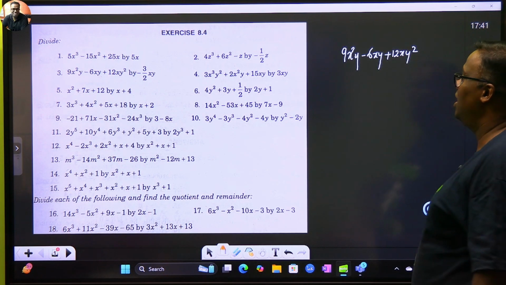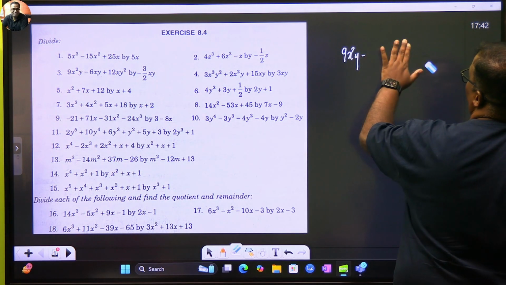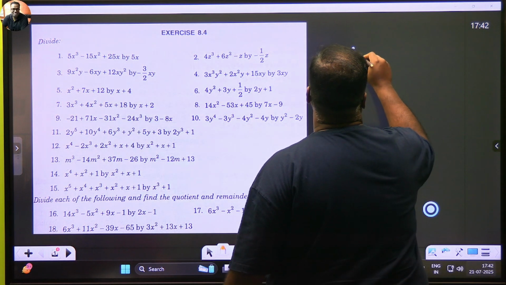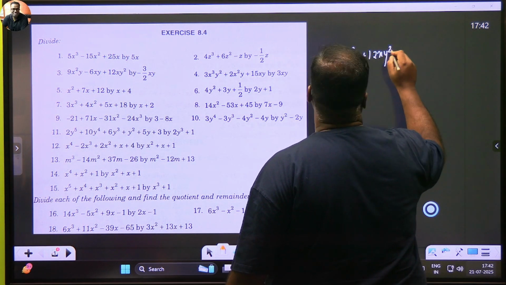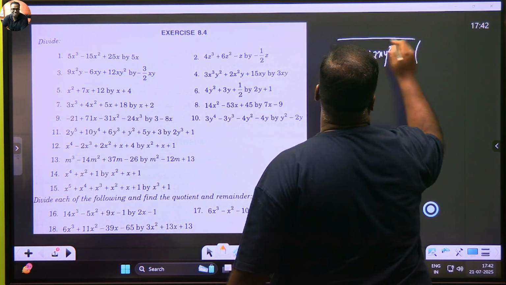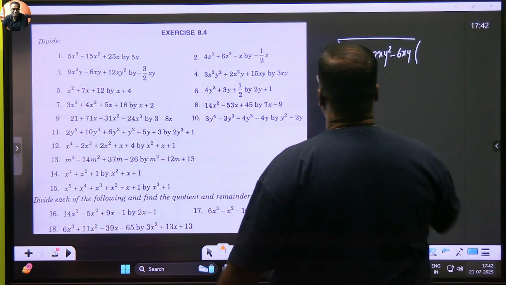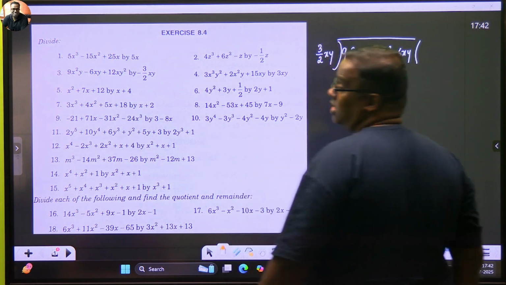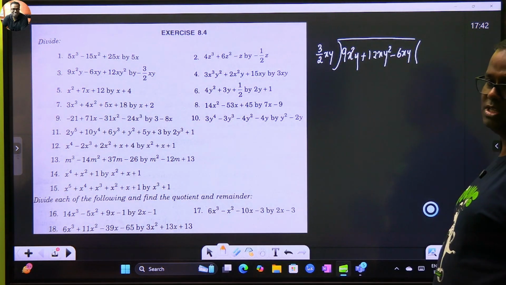Right? So we have to first arrange it in the right order. This is not the right order. So let's make it in the right order. You can take any 2 degree item first. So let's put 12xy square and then take our 6xy. And we are dividing it with how much? A negative 3 by 2 xy. So this one I'm deliberately doing by a 3 by 2 xy. The negative I'll adjust with the quotient later. Got it? So just leave some space.